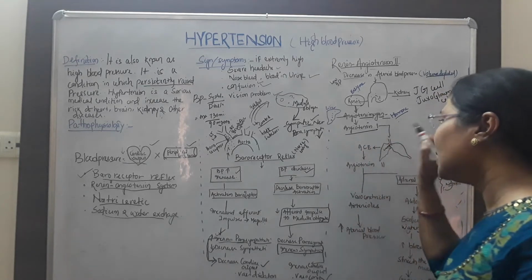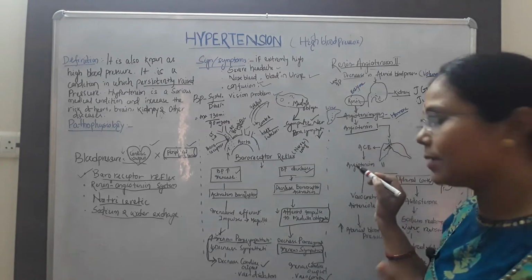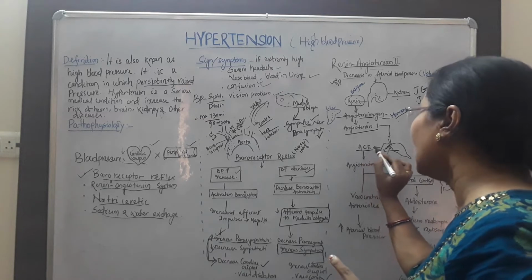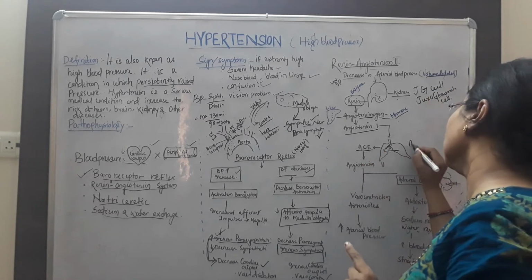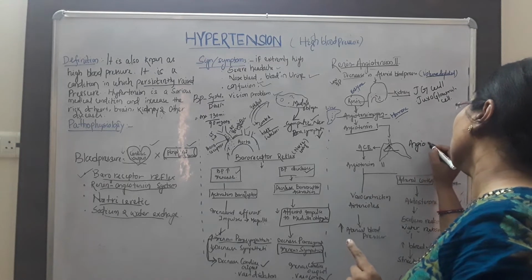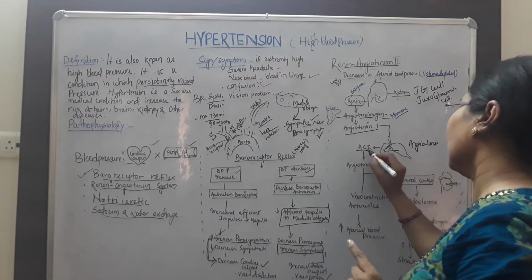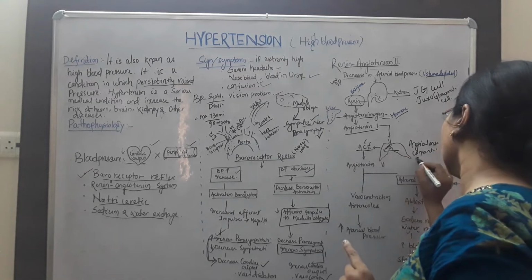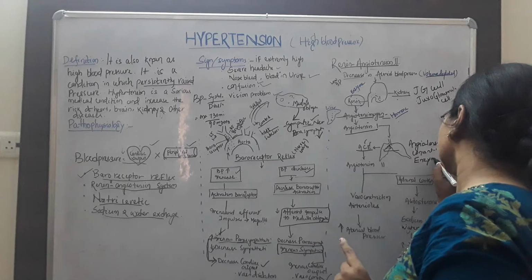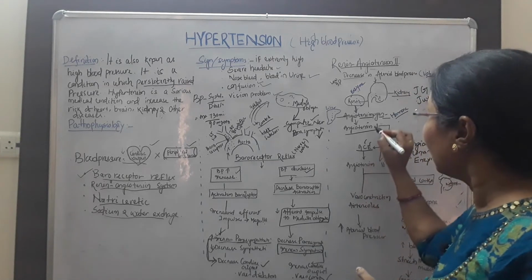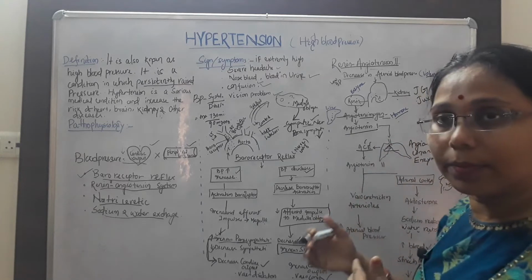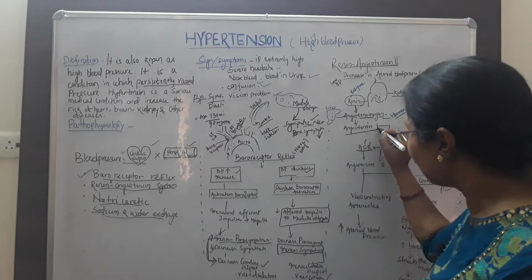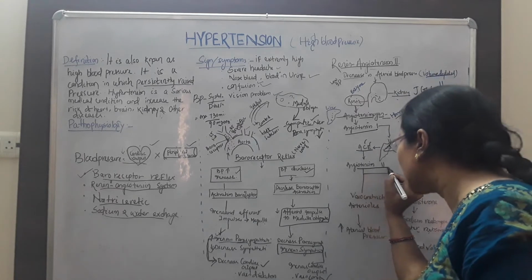It activates angiotensin 1. When the level of angiotensin increases, there is a secretion from the lungs, that is angiotensin converting enzyme: A for angiotensin, C for converting, E for enzyme. What does this do? It splits, that is breaks, angiotensin 1 into angiotensin 2.